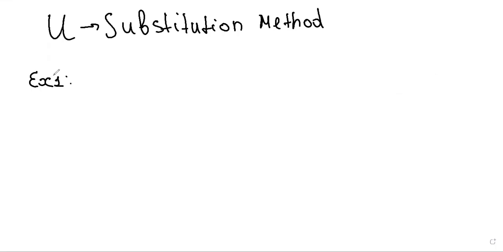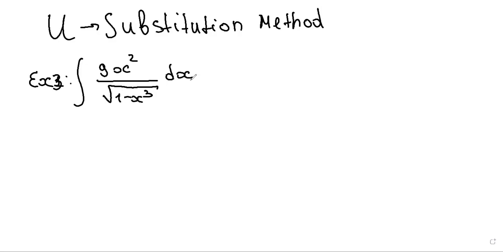Let's write another short example: the integral of 9x squared divided by the square root of 1 minus x cubed dx. Again, stop this video and think about what you can substitute, so that when you find the derivative of it, you will get something simpler. And when you write something instead of dx, you will cancel some terms and convert it to a simpler integral.